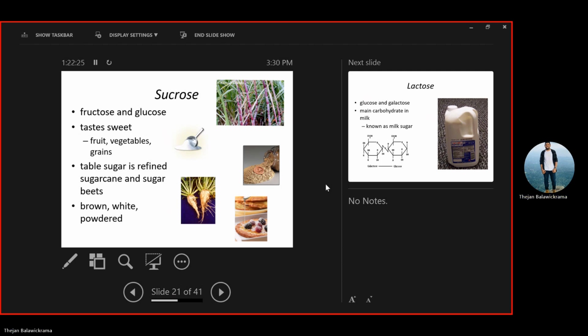Right. So what I asked was about the brown and white version. So what is brown sugar? What is white sugar? What is the difference between those two?